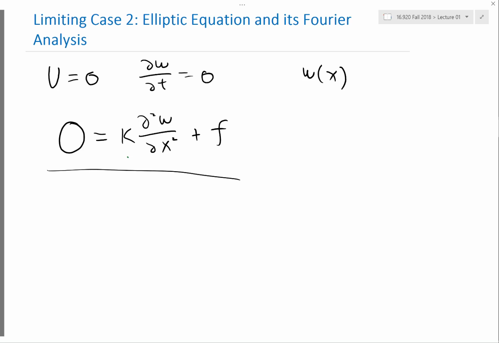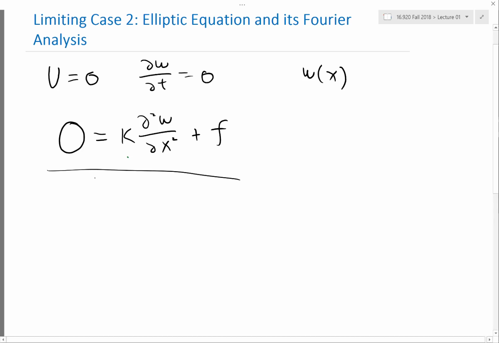Again, if you have f1 and w1 satisfying this equation, and you have another pair, f2 and w2 satisfying this equation, if you add these two equations together, you're going to see that w1 plus w2 is the solution to the equation whose input is f1 plus f2. So this equation is linear. It's not the case if k actually depends on w. If k depends on w, the argument goes away, right? Okay, so that's a linear equation.